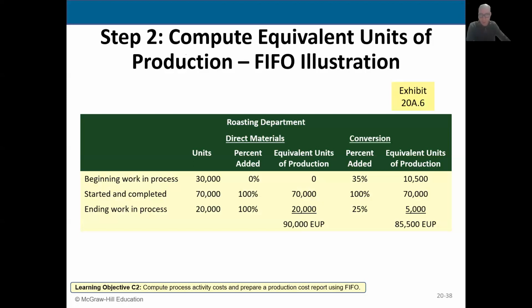In this example, beginning work in process was at 35% times the number of units, 30,000, gets us to 10,500. Started and completed, of course, is going to be 100%, 70,000. And 25% is going to be the ending work in process. So 20,000 times 25% is 5,000, giving us total conversion equivalent units of production of 85,500.